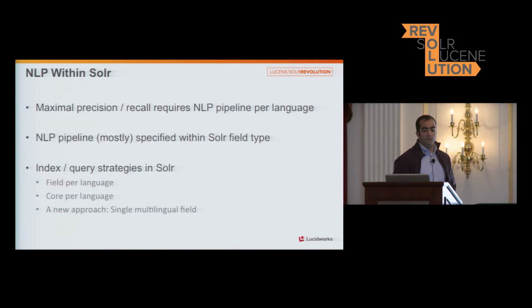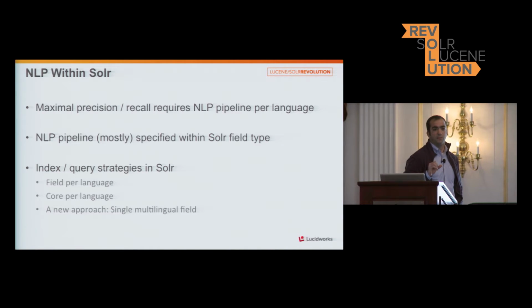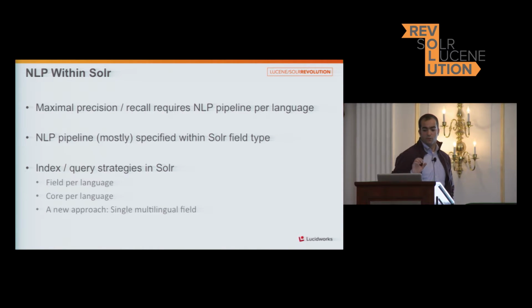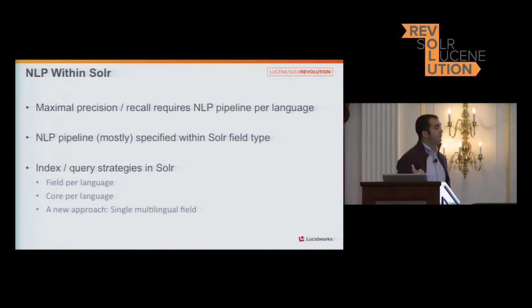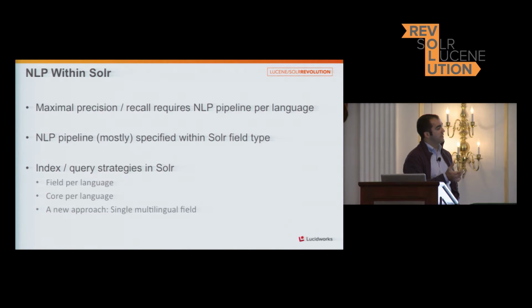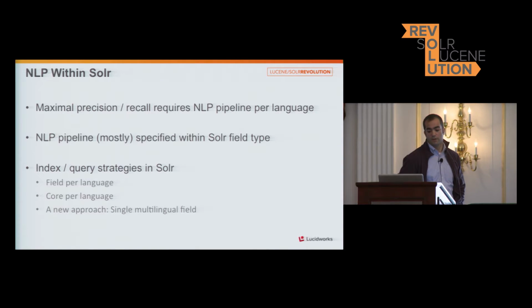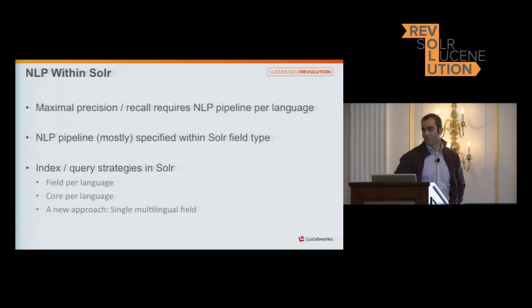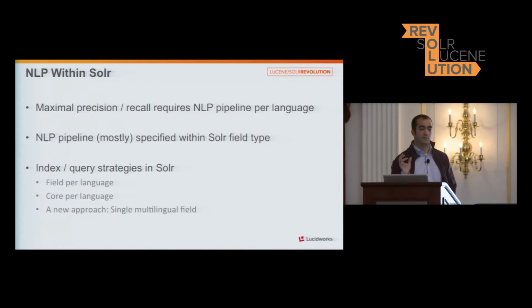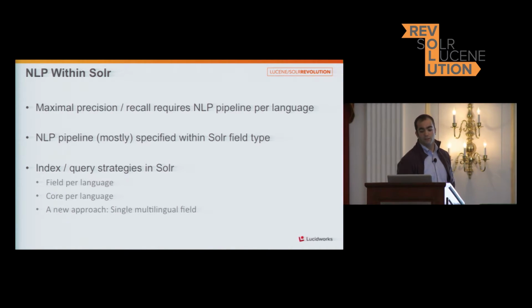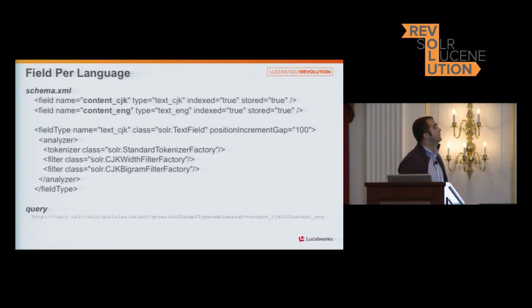So we'll talk about a few index and query strategies in Solr. One of those being you have a separate field per language. Another is you have a separate core or collection per language. And then the bleeding edge new approach that Trey over here, I'll reference him again, and Trey, if you want to wave, Trey developed this new approach where it's basically all languages, one field. So we'll talk about these in a little bit more detail. Look at a performance comparison of the first two.